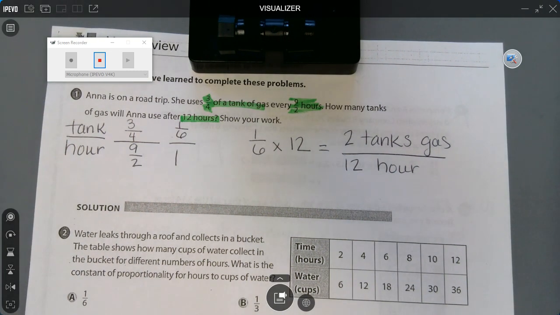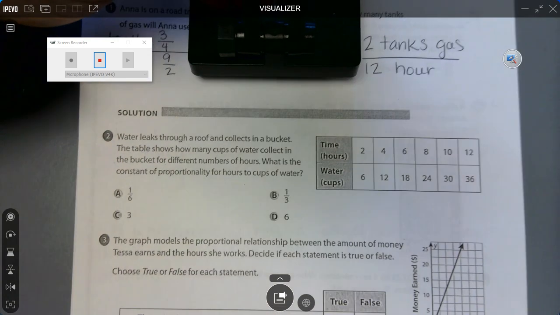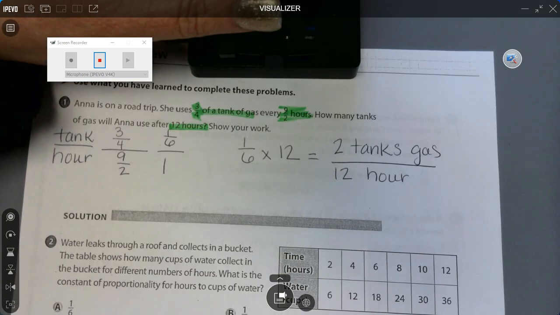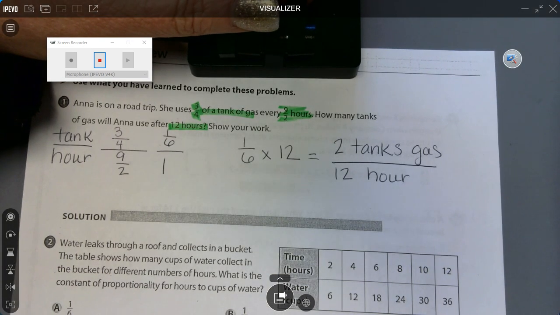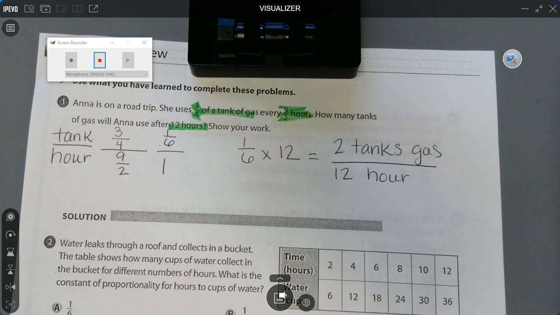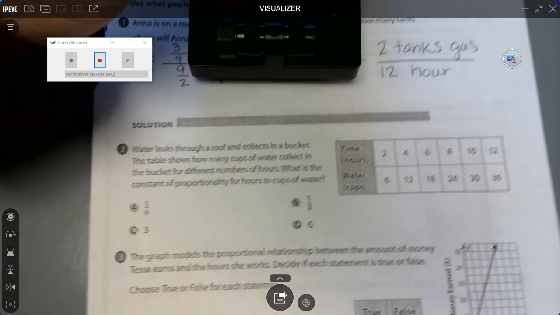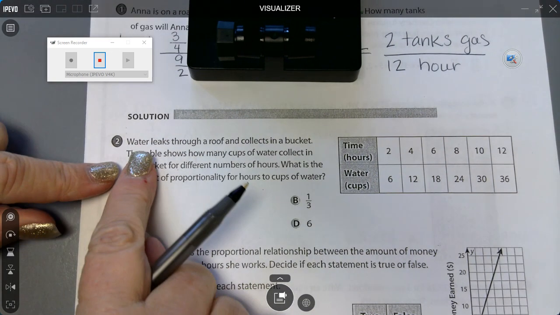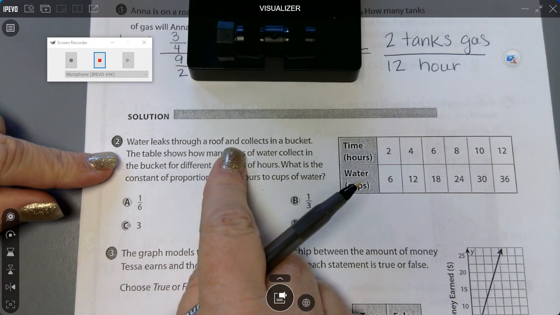Okay? All right. Next. If you guys got that wrong, you probably want to write it down. If you have questions or comments about that, wait until I'm done with this whole thing, okay? Next, number 2. Water leaks through a roof and collects in a bucket.